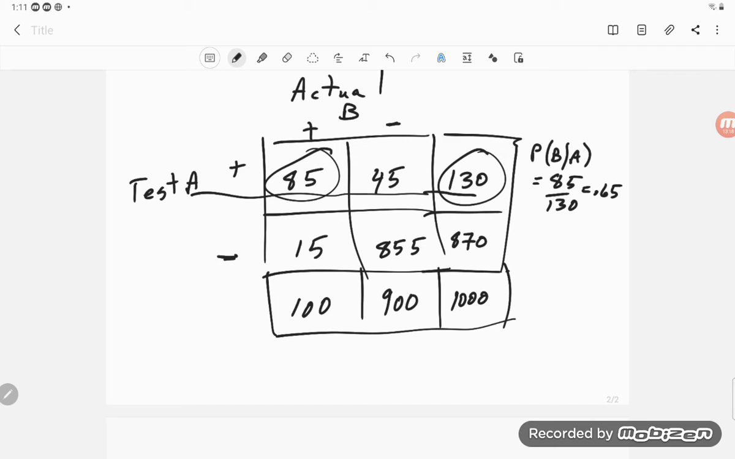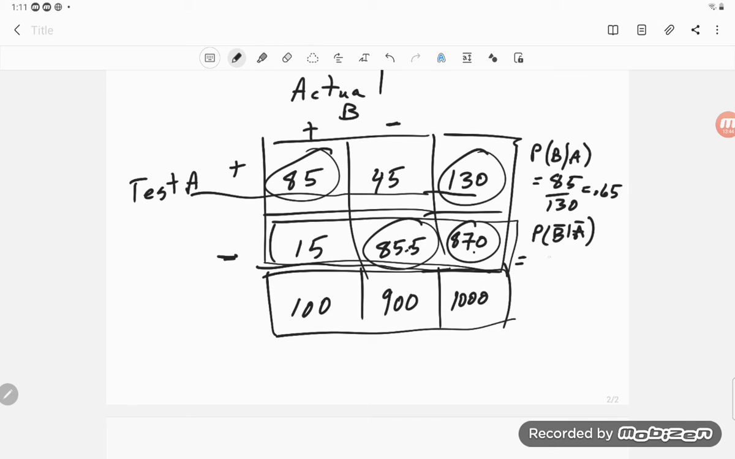Now, similarly, suppose the test were negative, and I want to know, was I negative? I want to look at those two numbers. So the test is negative. I'm looking in here, and I look at, well, how many were actually negative over how many were given. And so the probability of B bar given A bar is equal to 855 over 870. So that was the 0.98.